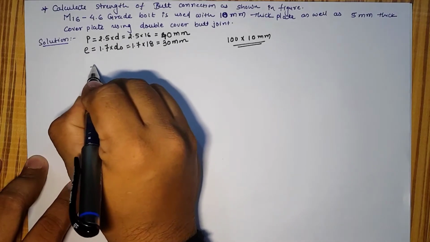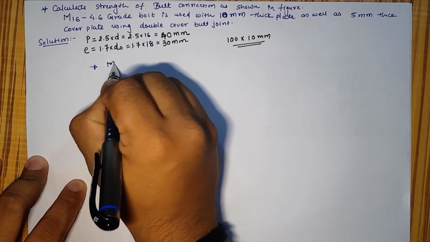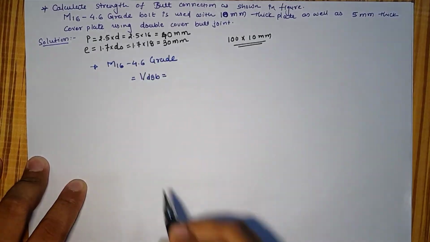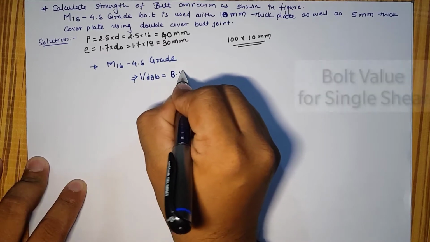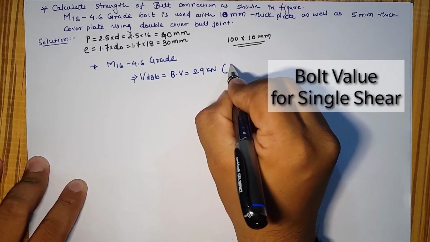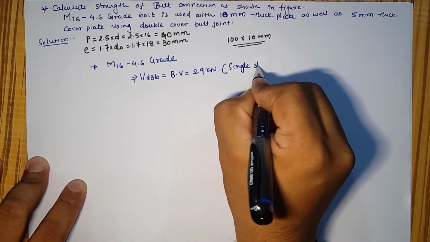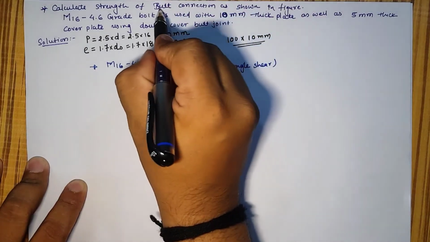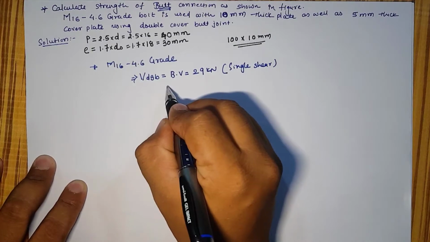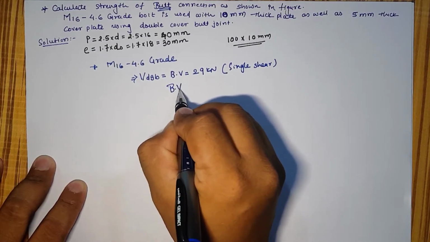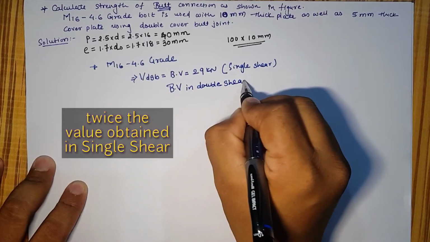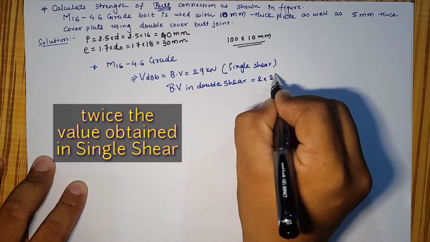Now we know that for M16 4.6 grade bolt, the bolt value is 29 kilonewton for single shear, but we have given the butt connection. It means that our connection is in double shear. It means that we have to use bolt value in double shear, which is equal to 2 times the value of single shear.